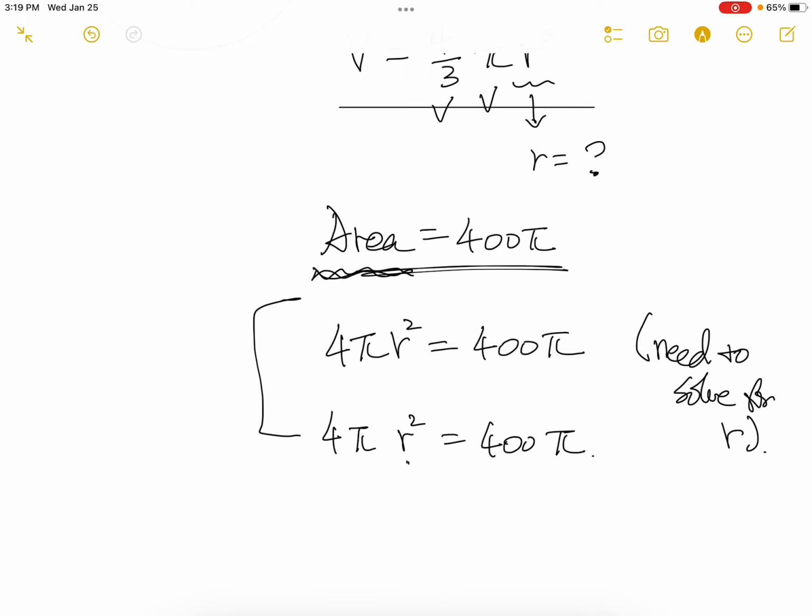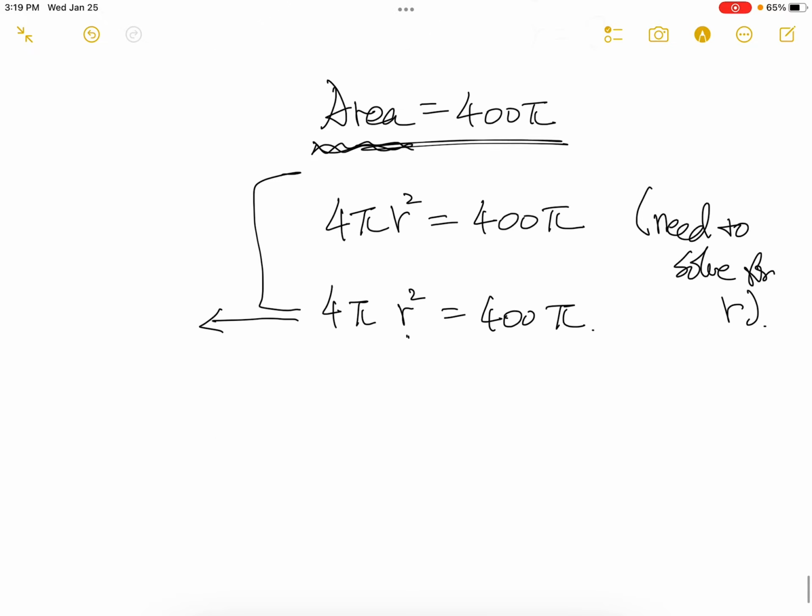To solve for r, we follow the same principle as when you have 4y equals 8x plus 20, right? To solve for y, you simply move this 4 over to the other side of the equation and change the sign. That's like dividing by 4. So 4 moves over, goes from multiplication to dividing. So that's 8x divided by 4 plus 20 divided by 4, right?